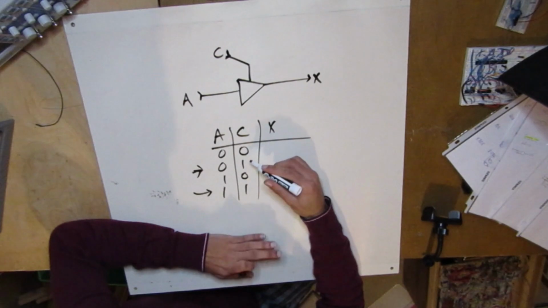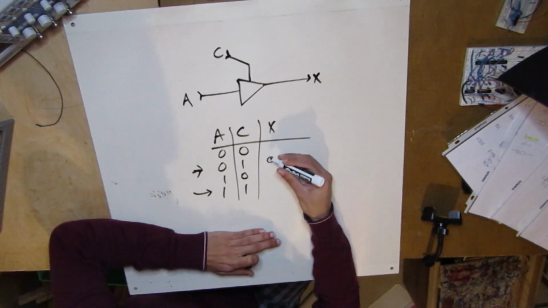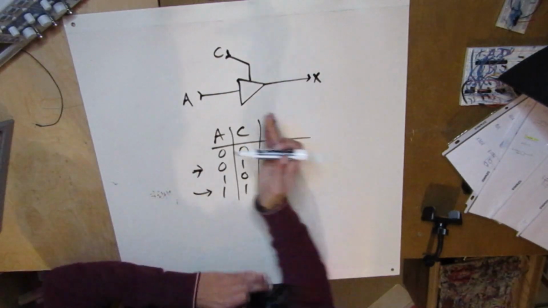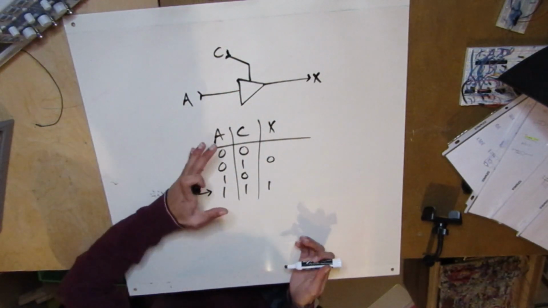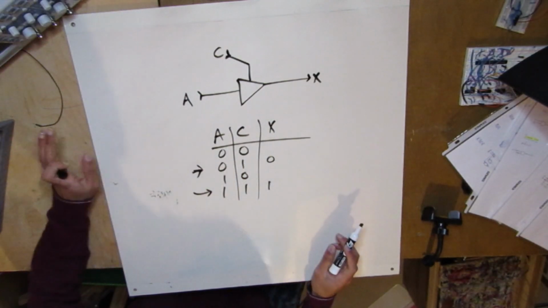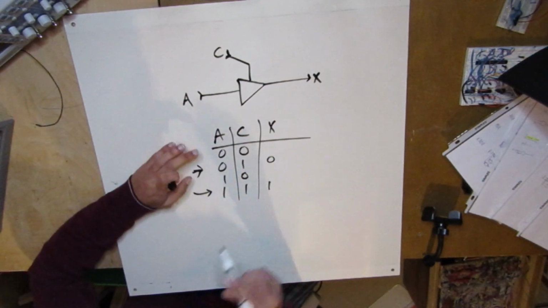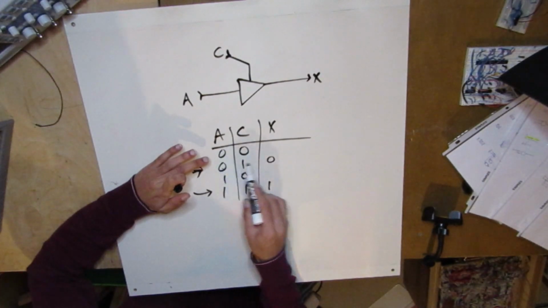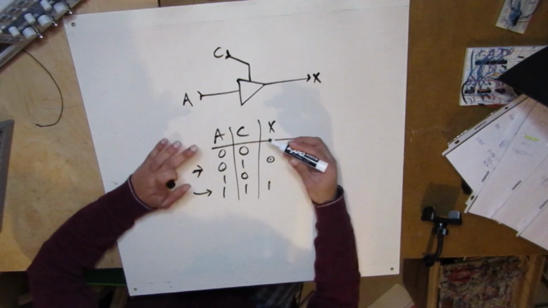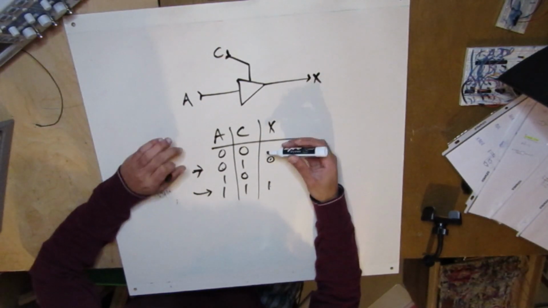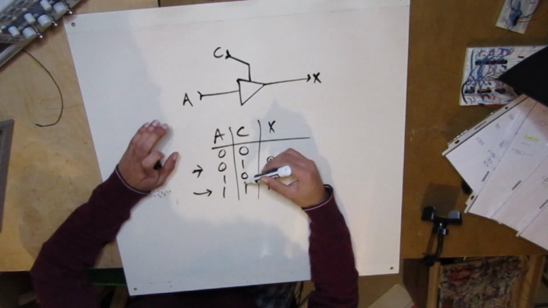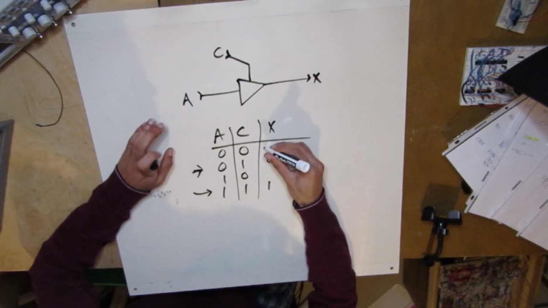This just acts as a regular buffer. So ignore the whole C column right now. If C is a 1, we're only looking at 2 and 4, so C is always 1 in those two rows. The 0 from the A gets transferred to the X. The 1 from the A gets transferred to the X. Now, this is where the cool thing happens. We have a 0 here in the control, and a 0 here in the control, and I'm just going to put a dash.